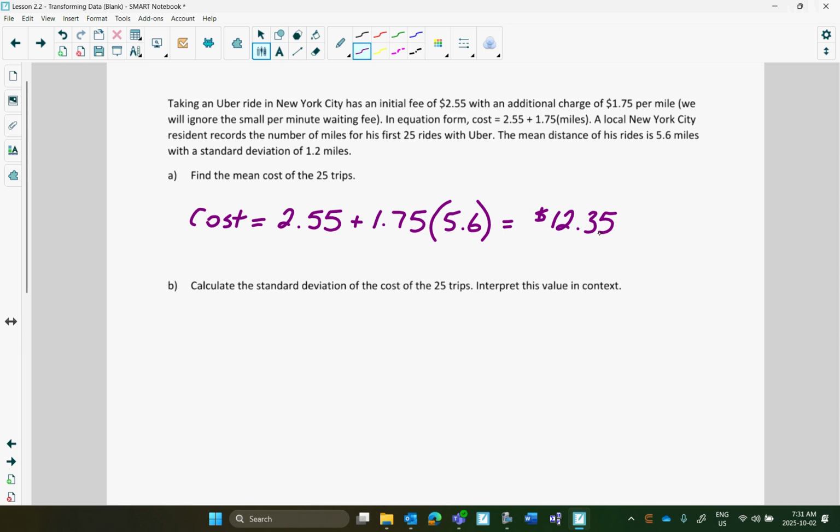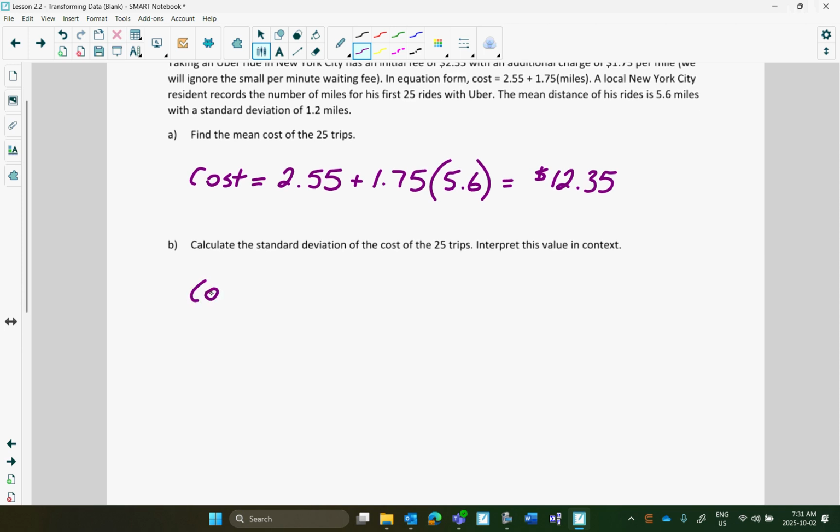For the standard deviation, we would not include the plus 2.55 in the formula, because remember we saw on the previous page that adding or subtracting a constant amount has no effect on the standard deviation, so we don't include it in our formula. However, multiplying or dividing does have an effect, so we have to include that in our formula. So to get the standard deviation, we would multiply 1.75 by 1.2, and we'd get $2.10.